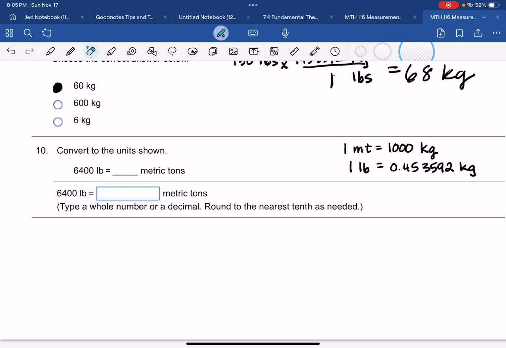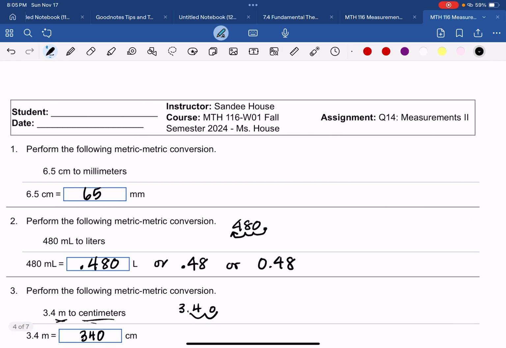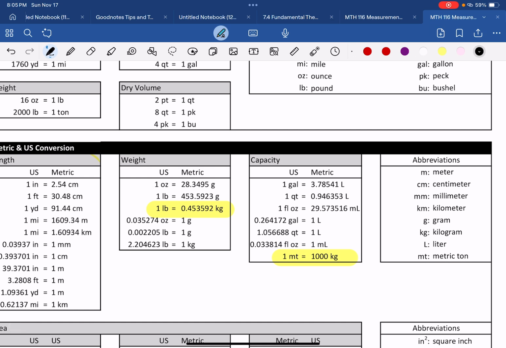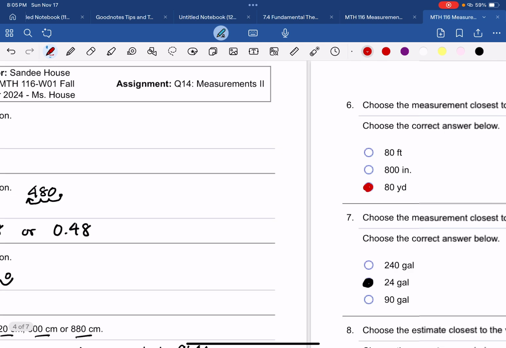Example 10. I'm going to convert 6,400 pounds to metric tons. Now, metric tons is MT. So I go to my chart and I find metric tons, but I notice that metric tons is given in kilograms. So I'm not going from metric tons to pounds. I've got to go metric tons to kilograms and then kilograms to pounds. So I'm going to need two conversion factors this time. Metric tons to kilograms, kilograms to pounds. So I've written both of those here.